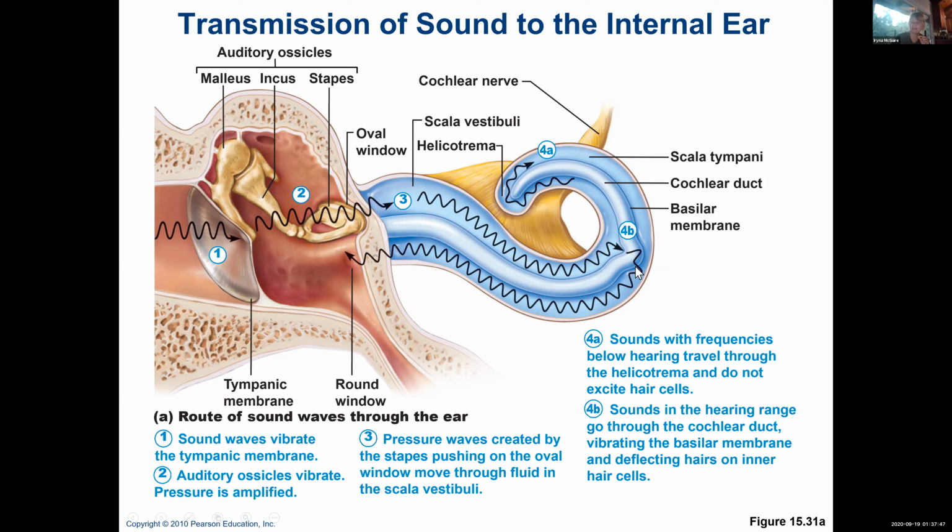There is a basilar membrane over here, and they vibrate this basilar membrane, and the basilar membrane causes the hair cells, because we do have some hair cells, the hairs to bend, and this bending allows generation of action potential. Electrical impulses are generated when hair cells bend.